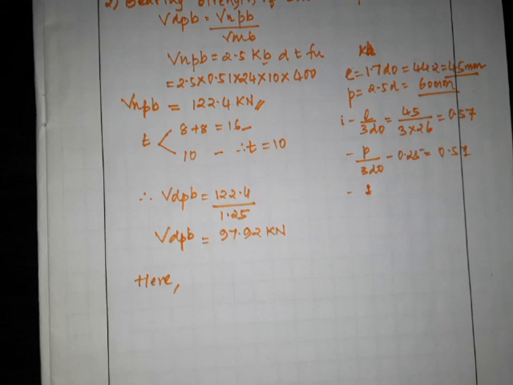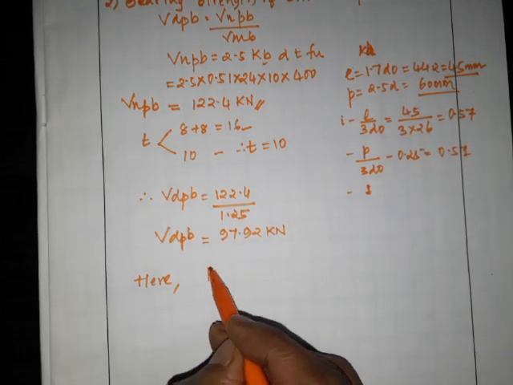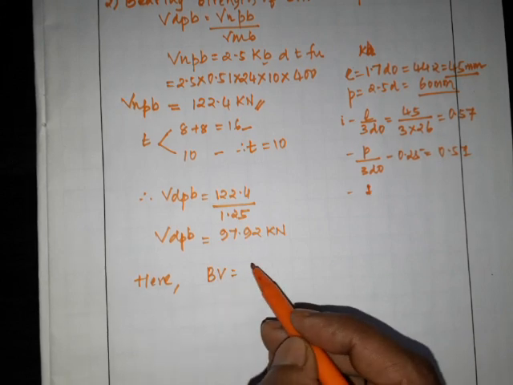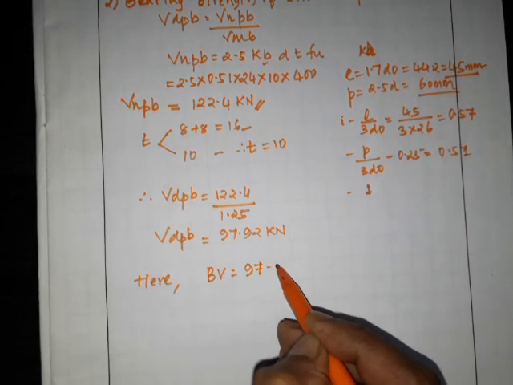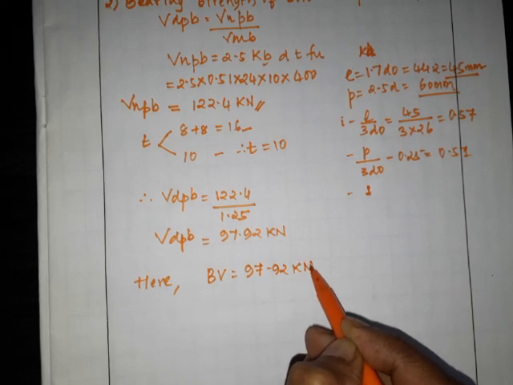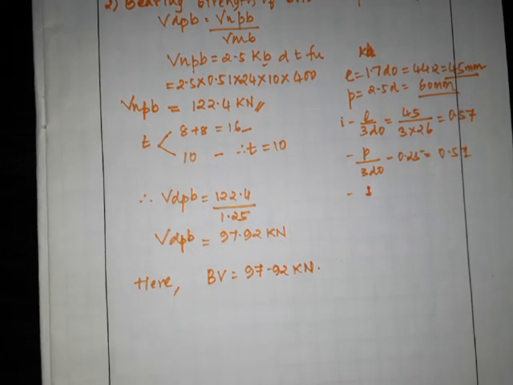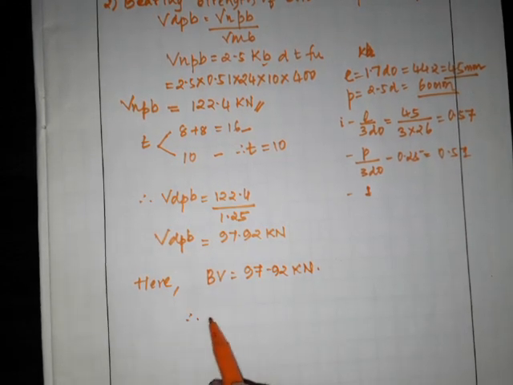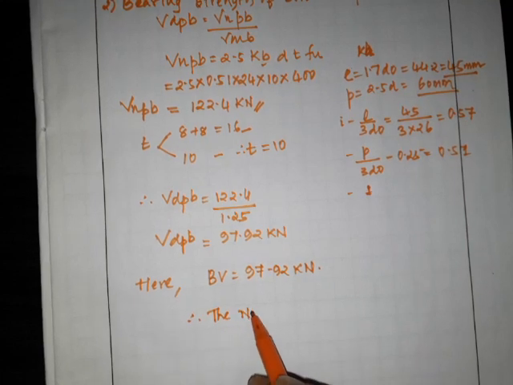So here the bolt value, as I told you, is nothing but the design strength of bolt, and it will be the least of the shear strength of bolt and the bearing strength of bolt. So we have to choose the least of those two. So we got the bolt value BV is equal to 97.92 kilonewton.